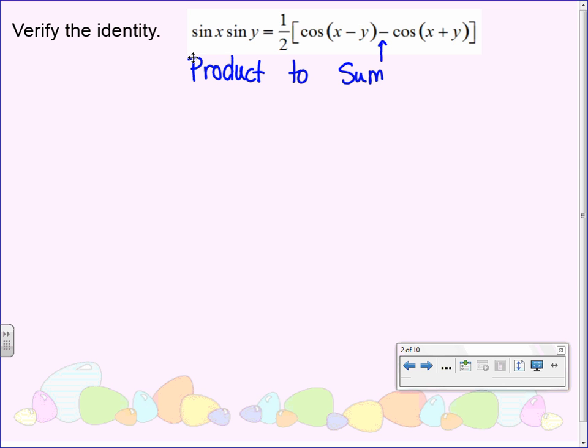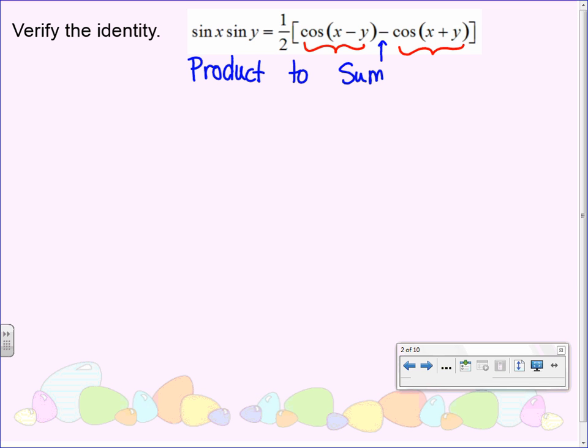These identities will be used exactly what they sound like for. They're used to turn a product into a sum or a sum into a product, depending on what your goal is. These 4 product to sum identities are proved using the sum and difference identities that we did a few weeks ago. If you look at this guy and this guy, do you see that that's a sum and difference? A cosine and then 2 angles added or subtracted. So we're going to take those 2 pieces first and expand them using the cosine sum and difference identities.